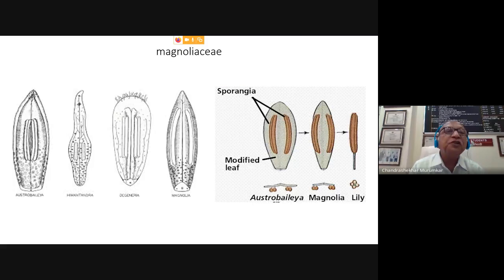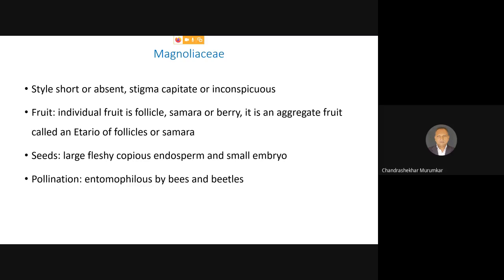Before going ahead, we will complete this component, then we will come back. Now, in Magnoliaceae, the style is very short, and it may even be absent. The stigma is either capitate, or the style and stigma are fused together, so the stigma is lateral to the style. Generally this is also called a stigmatic style. That is, stigma and style cannot be separated, both are present together, and that's why the stigma is inconspicuous. Now, as I told you, placentation is parietal.